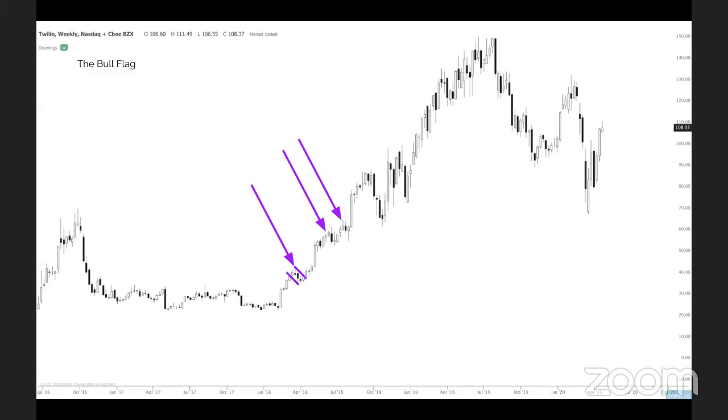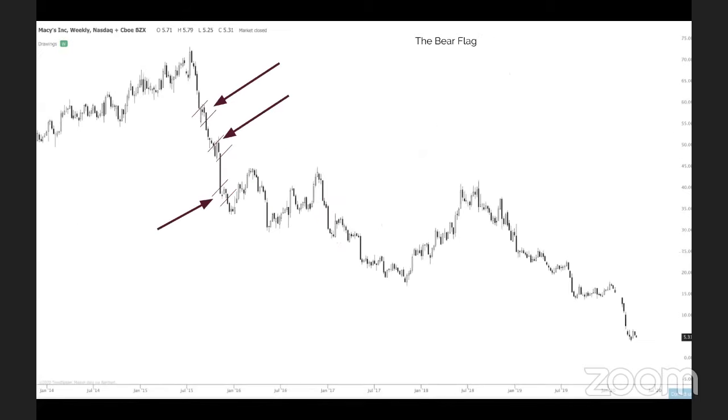Now, these take practice to see. I promise, I was told the same thing when I started learning these, that you're not gonna be able to see them at first, but if you spend enough time in front of the charts, you'll eventually see them. Flag pattern's like a sloping direction. These are bear flags.